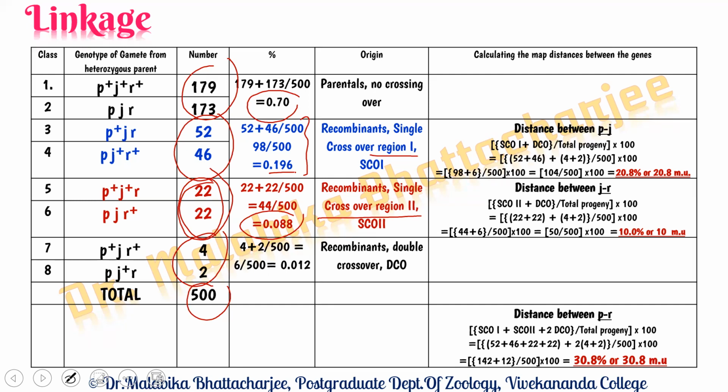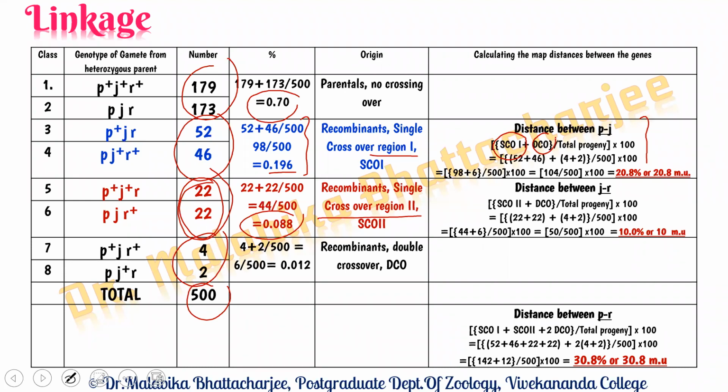From that, we use the standard formula. Distance between P and J is the number of SCO1 plus the DCO. The number of SCO1 was 98, DCO is 6, divided by 500. You get the frequency. If you want to convert it into percentage, multiply it by 100, it is 20.8.